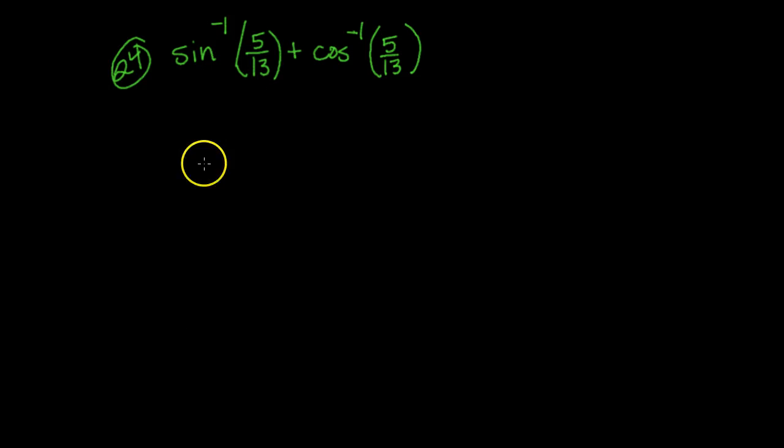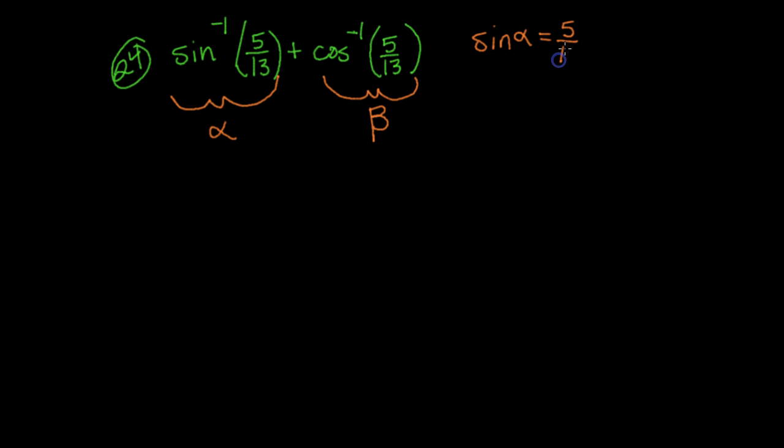So for number 24, what I'm going to do is set this first thing, sine inverse of 5/13, equal to alpha, and I'm going to let the second thing equal beta. So if I do my work, I've got sine of alpha is equal to 5/13, and cosine of beta is equal to 5/13. Well, go way back to right triangle trigonometry.